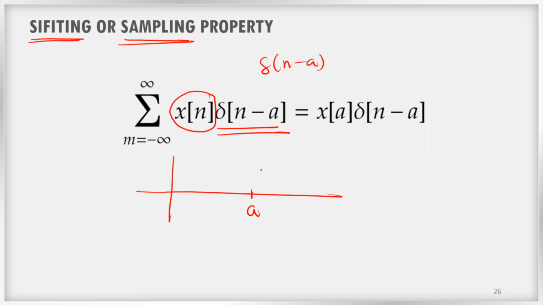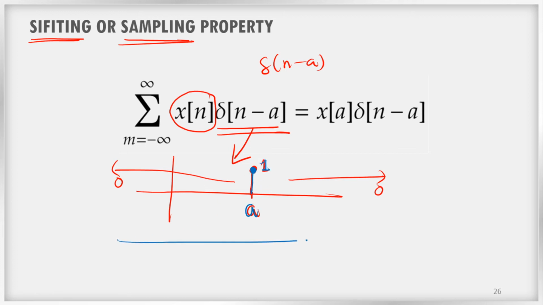Del of n minus a is a shifted signal. So where will it be located? It will be located at the position a, right? All the other values are 0. So I am actually plotting del of n minus a here. Del of n minus a will have a value of 1 only at the location a, right?